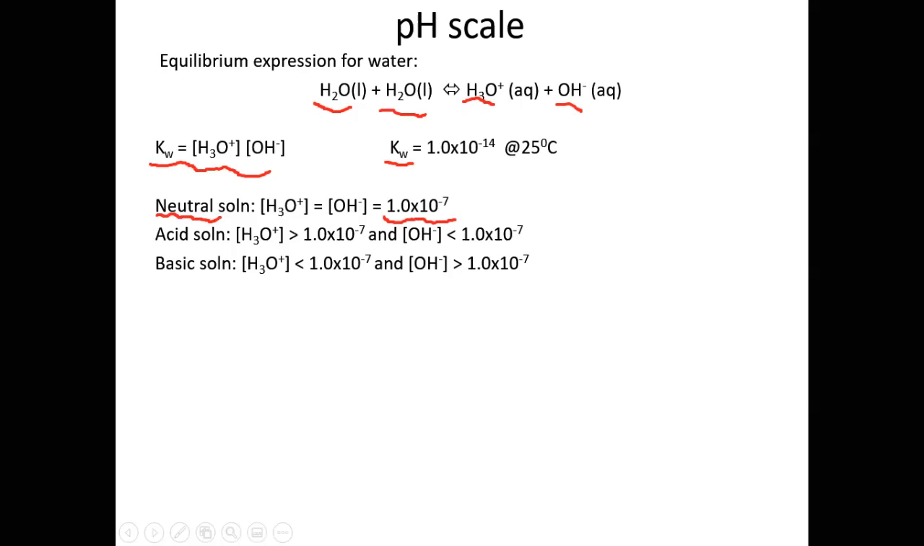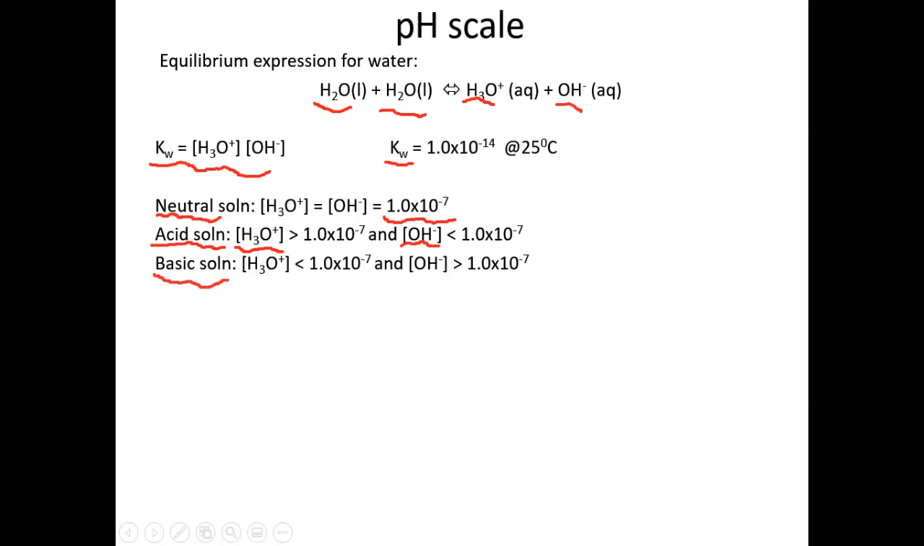Next, we have an acidic solution. So what's an acidic solution? It is when the concentration of H3O+ is greater than 10 to the negative 7th and the hydroxide concentration is less than 10 to the negative 7th. We call that an acidic solution.